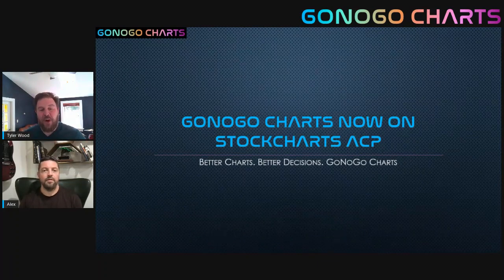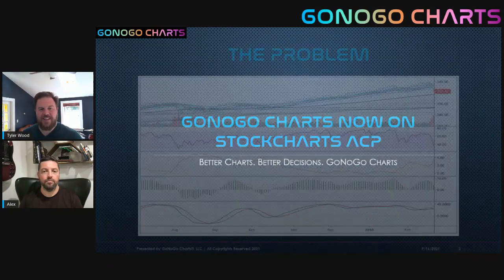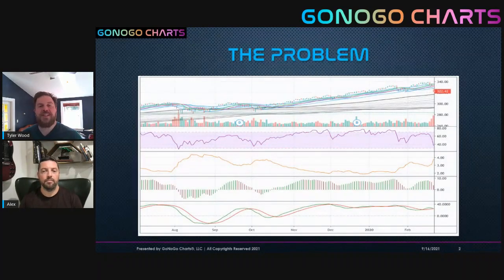All right, we've all gone through this process, right? We've all seen a chart just like this, and it's a problem because it causes analysis paralysis. We have indicator overload. We can't even see price on this chart. And after all, price is the most important indicator of all.